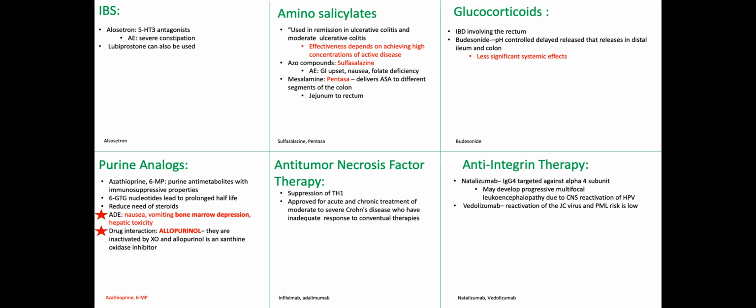So azathioprine and 6-MP, remember, can cause bone marrow depression. And remember, it has that drug interaction with allopurinol. Aminosalicylates are effective depending on high concentrations, like azo compounds would be sulfasalazine. And then Pentasa delivers ASA to different segments of the colon. And then budesonide has less systemic effects for colonic IBD.